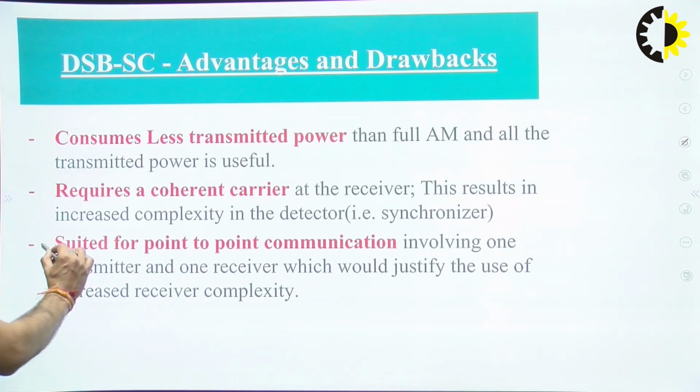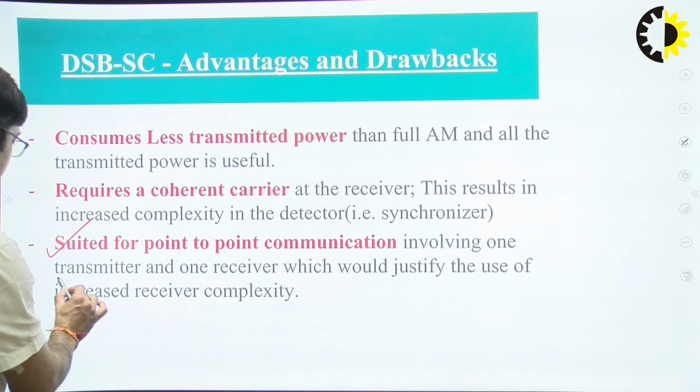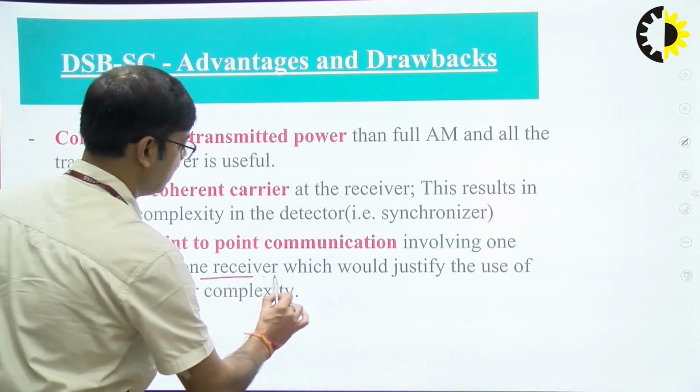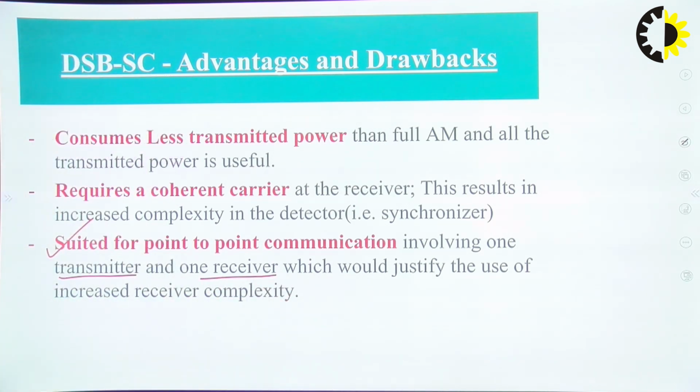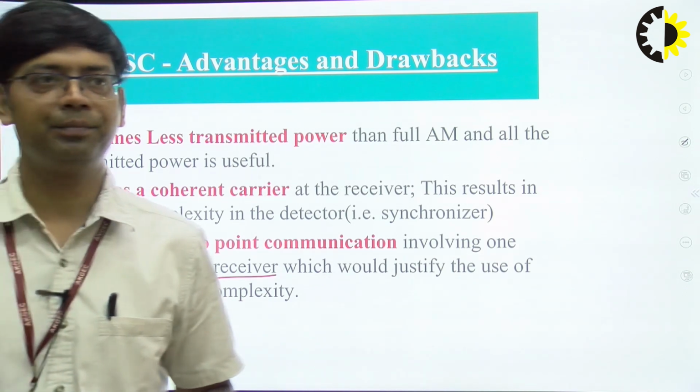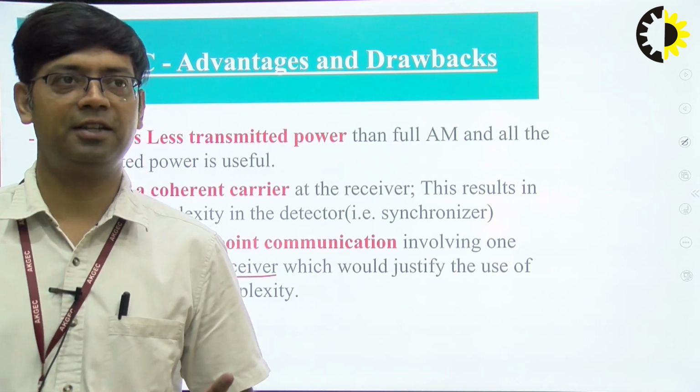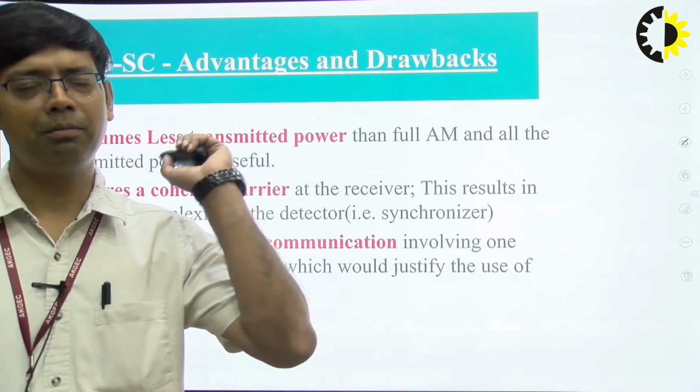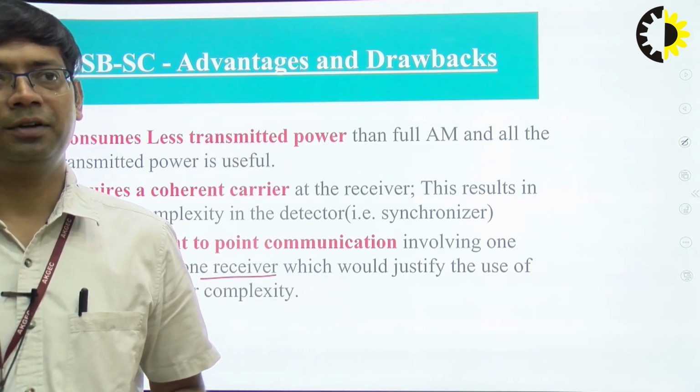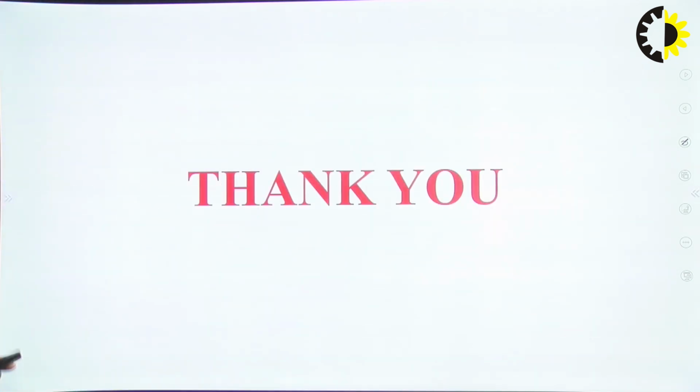So this is suited for point-to-point communication, where we are having one transmitter and one receiver. Whereas the conventional amplitude modulated technique is used in broadcasting, where there is one transmitter and many receivers. Thank you very much.